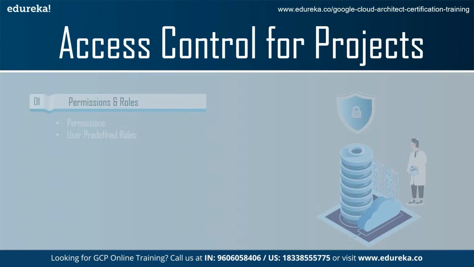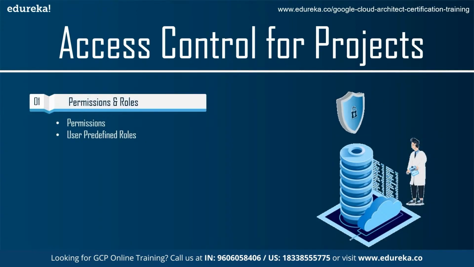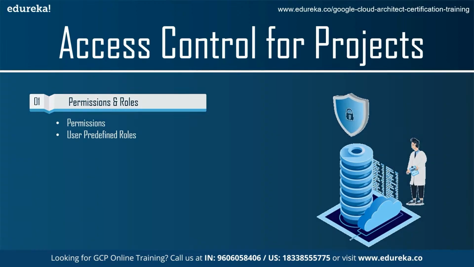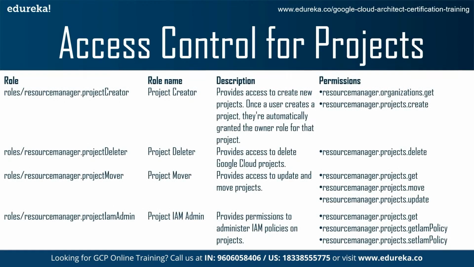Then there are predefined roles as well. IAM predefined roles allow you to carefully manage the set of permissions that your users have access to. The following table lists the predefined roles that you can use to grant access to a project. Each role includes a description of what the role does and the permissions included in that role. So you can see the role name and the description, like for the role Project Creator, you can see that it provides access to create new projects. Once a user creates a project, they are automatically granted the owner role for that project.